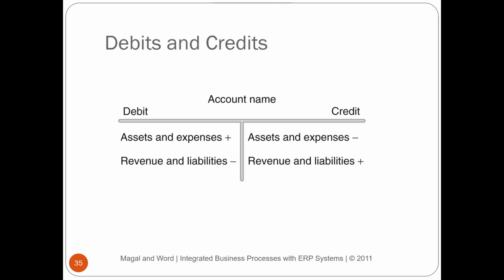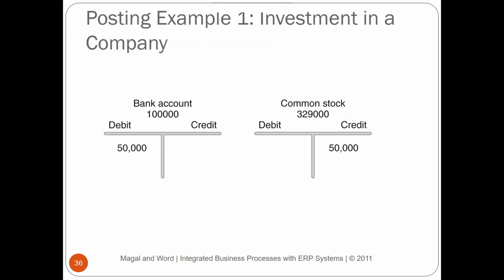Debits are displayed on the left side of the T account, and the credits on the right side. An increase in an asset account or an expense account results in a debit posting, and the decrease results in a credit posting. Also, an increase in a revenue or liability results in a credit posting, whereas a decrease generates a debit posting. Consider the posting example number 1, investment in a company.